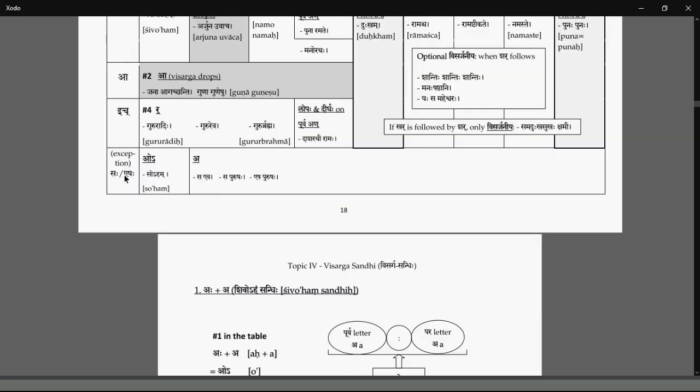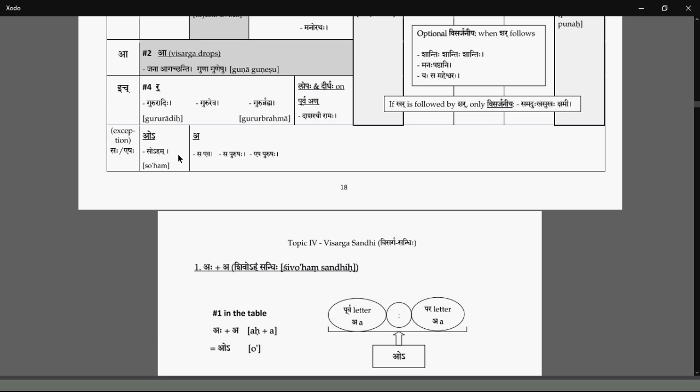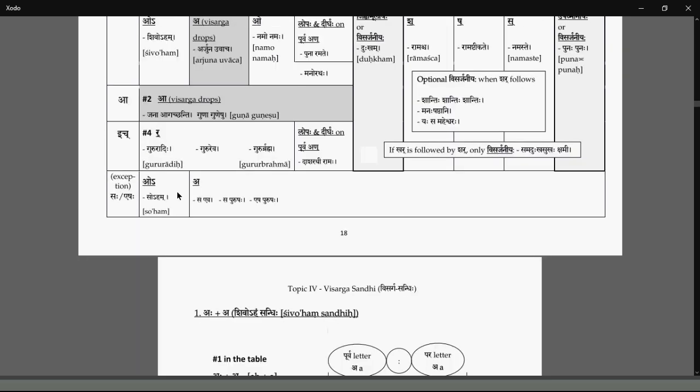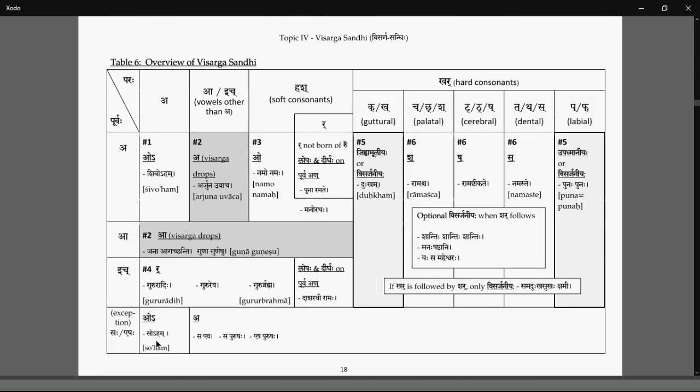And then the last Sandhi here, Saha or Eshaha. This is commonly seen in verses. Saha or Eshaha, these are the exceptions. Only these words, these are particular words. Saha Esha will take an Adesha, like Saha Aham. Saha Aham will become Soham. This is like Shivoham Sandhi.